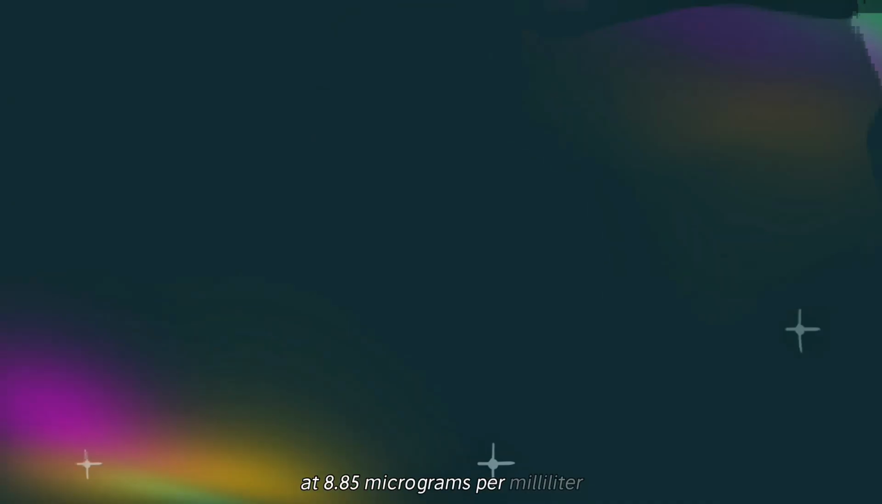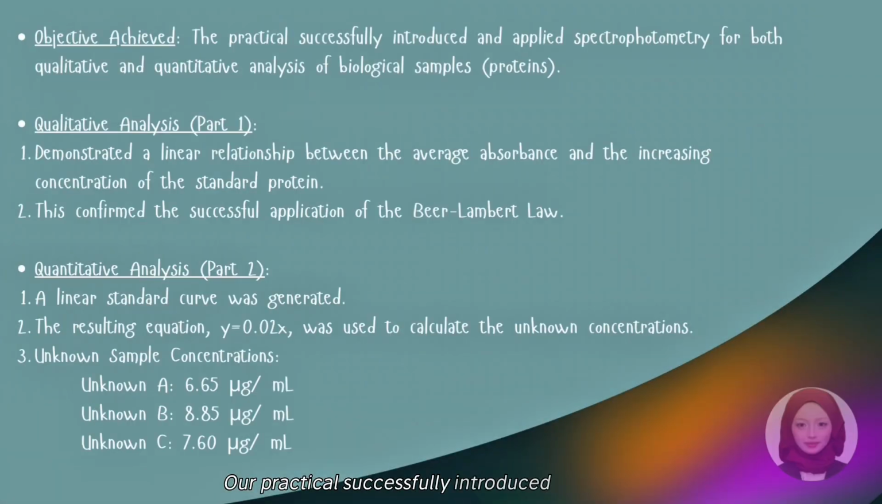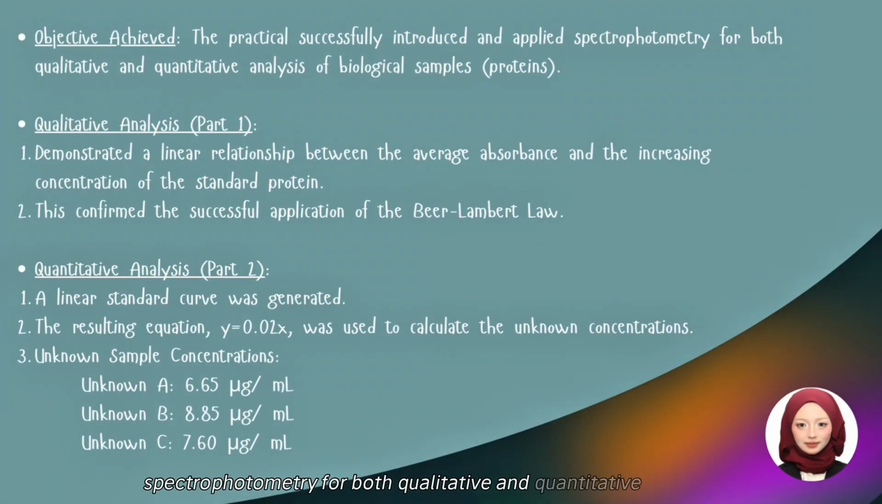8.85 micrograms per milliliter. Our practical successfully introduced and applied spectrophotometry for both qualitative and quantitative analysis of proteins. The first part successfully demonstrated a linear relationship between the average absorbance and the increasing concentrations of the standard protein, which confirmed the validity of the Beer-Lambert law for this practical. Based on the part 1 result, a linear standard curve was generated. The resulting equation, approximately y equals 0.02x, was used to accurately calculate the unknown concentrations. The final estimated protein concentrations for our unknown samples were unknown A, 6.65 micrograms per milliliter, unknown B, 8.85 micrograms per milliliter, and unknown C, 7.60 micrograms per milliliter.